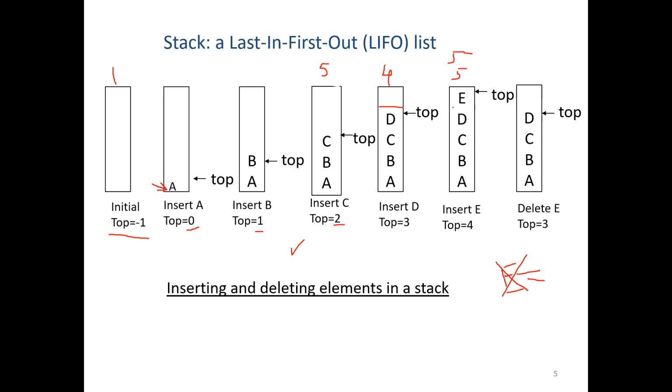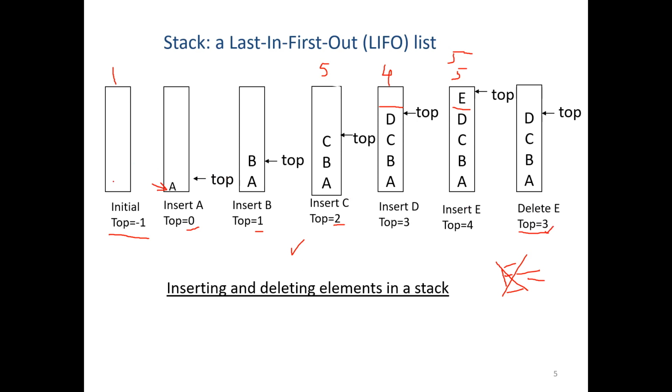What was the element at the top? E. That is going to be removed. So it is a delete operation. After the delete operation, the top has to be updated. Earlier it was 4. After the delete operation, top is decremented by 1. 4 minus 1, that is 3. So theoretically, in this way, the stack must be implemented.